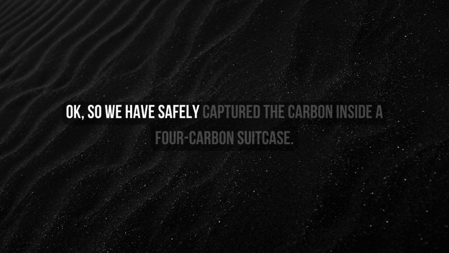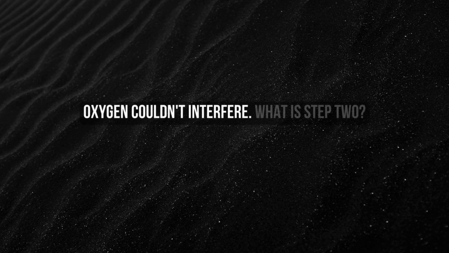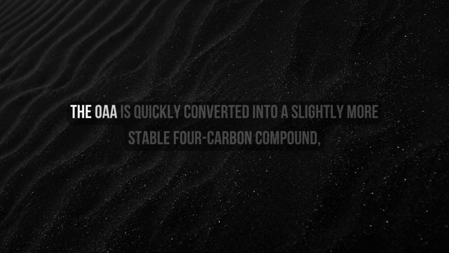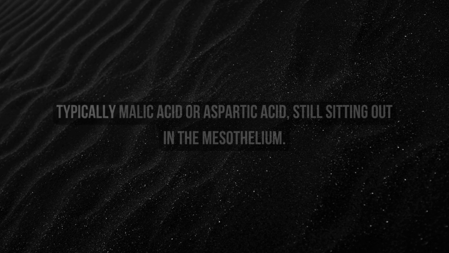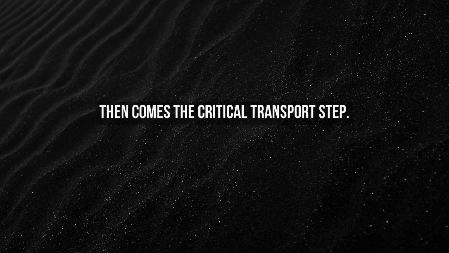Okay, so we have safely captured the carbon inside a 4-carbon suitcase. Oxygen couldn't interfere. What is step 2? The OAA is quickly converted into a slightly more stable 4-carbon compound, typically malic acid or aspartic acid, still sitting out in the mesophyll. Then comes the critical transport step.